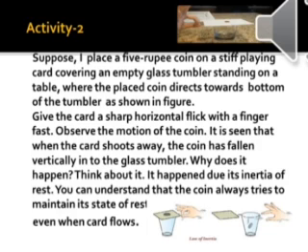What is observed? You observe the motion of the coin. You have seen that when the card shoots away, the coin falls vertically into the glass tumbler. Why did it happen? Think about it. It happened due to its inertia of rest. You can understand that the coin always tries to maintain its state of rest, even when the card flies away.